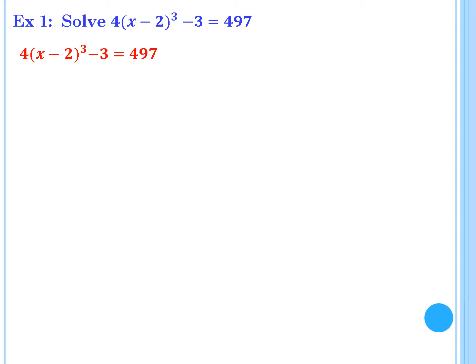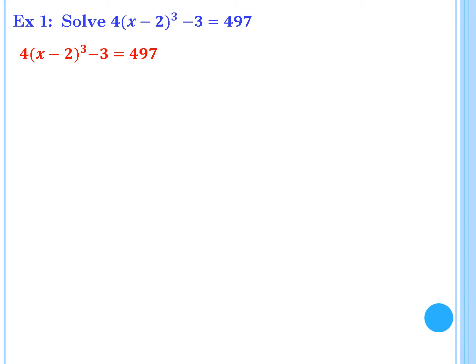Now, just like we did when we were solving equations with rational exponents, our goal is to get the item that's being cubed or the cube root by itself. So it can't have anything being multiplied by it. It can't have anything being added to it. It needs to be completely by itself.